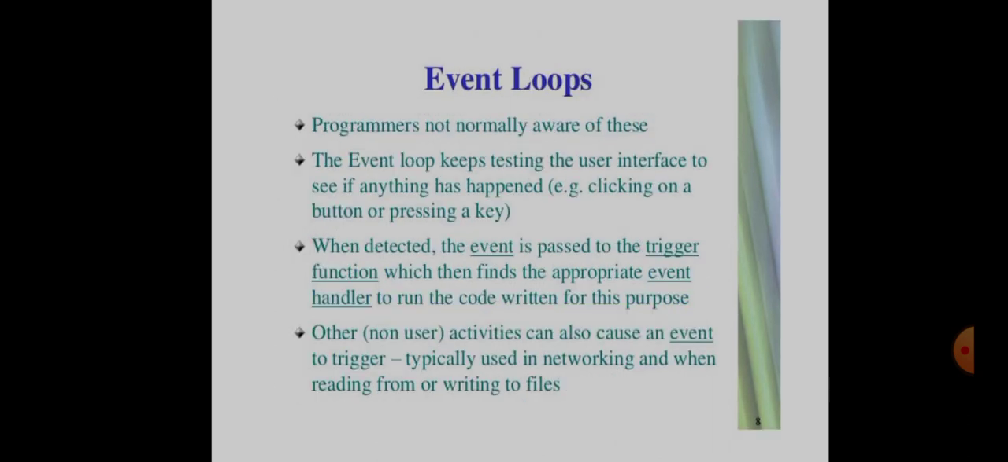Then event loop. The event loop tests the user interface, and if anything has happened by the user, the event is detected and passed to the trigger function, which finds the appropriate event handler to run the code for processing.